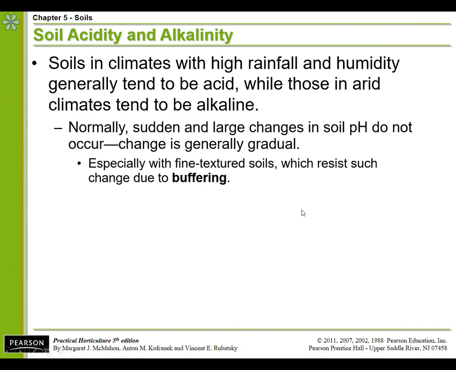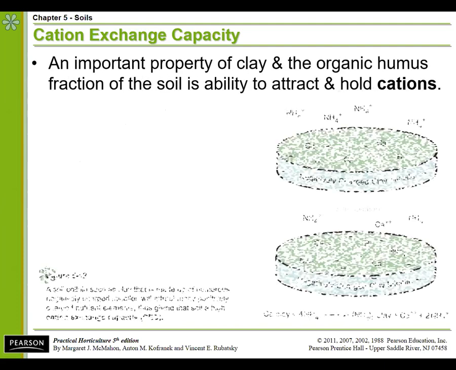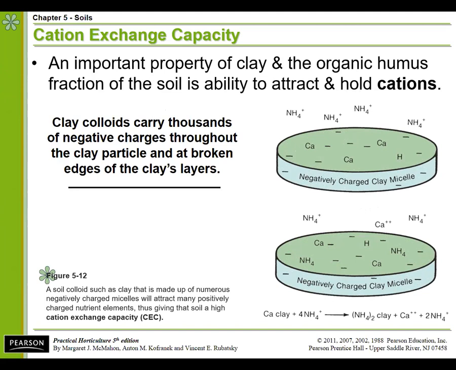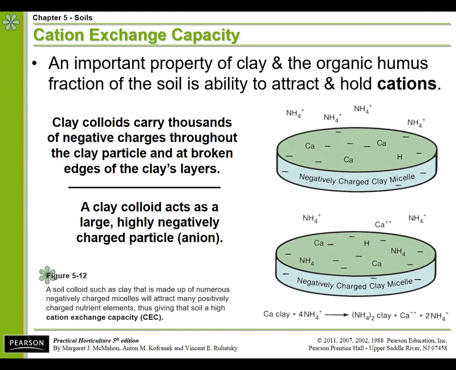So anyway, this kind of change of pH in soil we're looking at as the term of buffering. And buffering is how a soil naturally is able to resist it. The more finer textured soils, the more heavy clay in a soil, the more resistant it is to buffering. All right, another very important property for soil is cation exchange capacity.